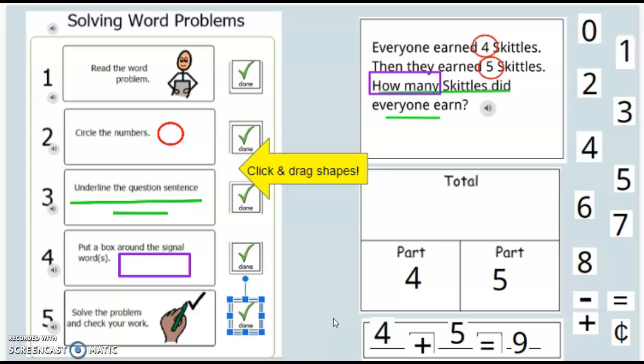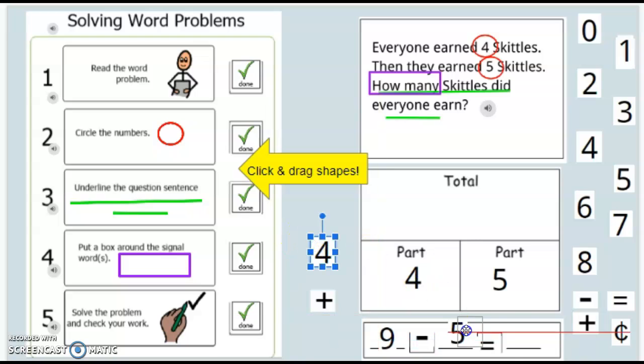We put a check when we are done solving our problem. And to check our work, we can put our numbers to the side, 9 minus 5 equals 4, to see if that is a true statement. If it is, our answer is correct.